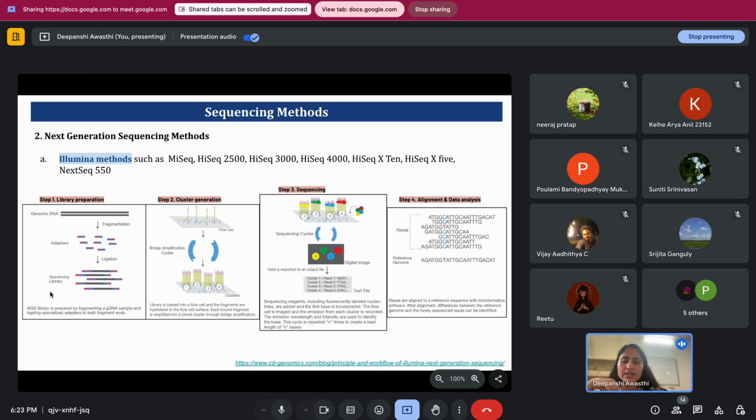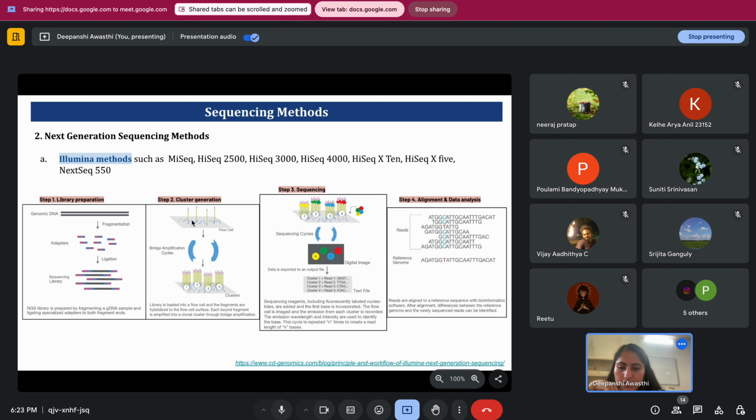And now when the adapters are ligated on the fragments, the second step is cluster generation, in which we have a flow cell. In Illumina sequencing, the machine contains the flow cell. The flow cell is a surface to which oligos are attached. Those oligos are oligonucleotide sequences which are complementary to the adapter sequences. So when you send the sample of DNA fragments to the flow cell, the adapters will bind to these oligos.